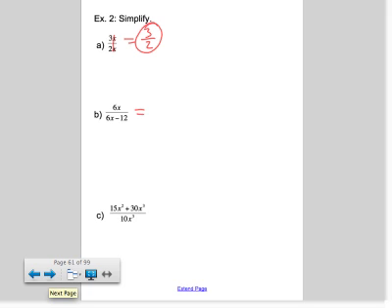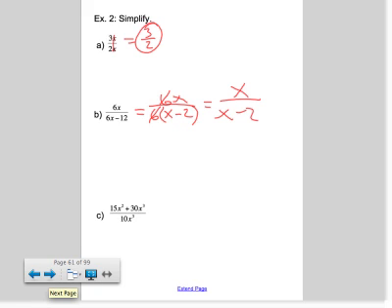Part B, if you look at the top, I can't simplify the top anymore, so I have 6x. But on bottom, I look at 6x and negative 12. I can factor a 6 out of both terms. So I pull a 6 out in front, I have x minus 2. And now you'll notice you have a 6 on top and a 6 on bottom. So this 6 and that 6 can cancel. And so when you simplify, you have x over x minus 2.